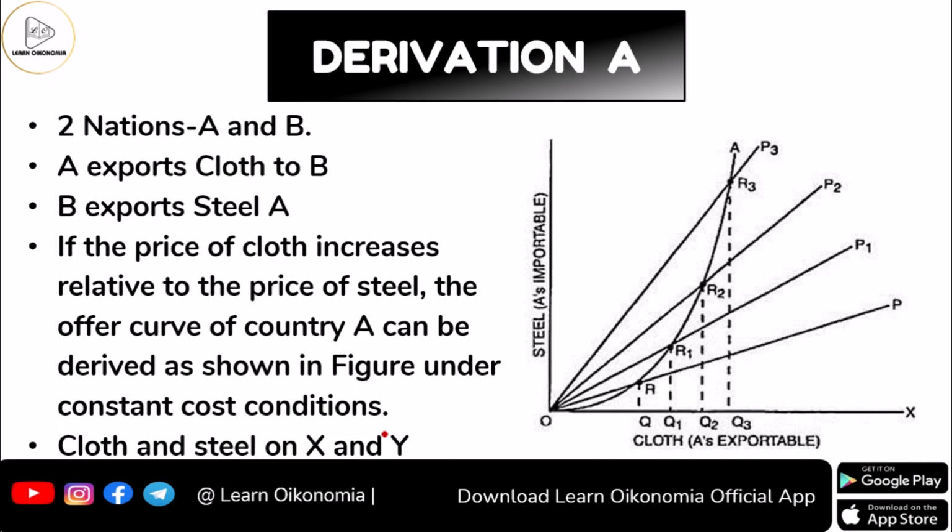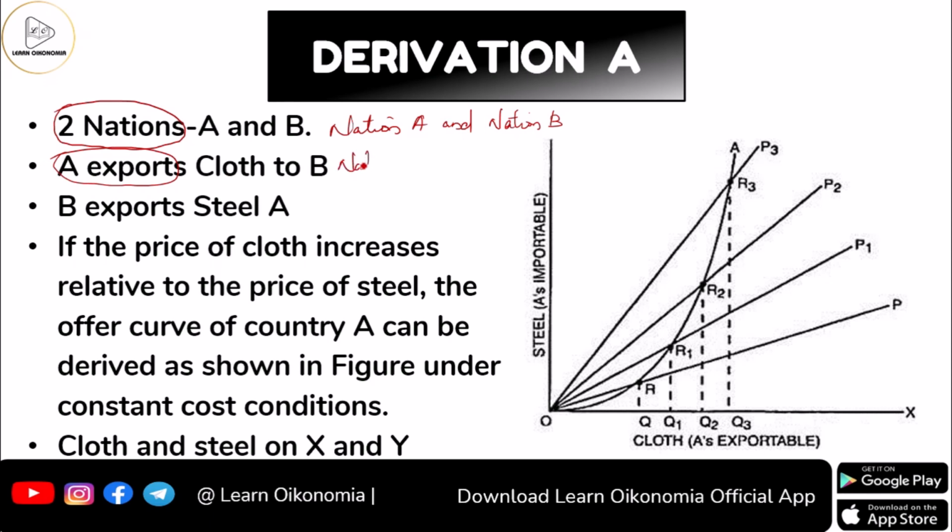Moving to the derivation of the reciprocal demand curve or offer curve, here we have to consider a two nation situation, nation A and nation B. First we will derive the offer curve of nation A, then the offer curve of nation B. Coming to nation A, we consider that nation A is exporting cloth.